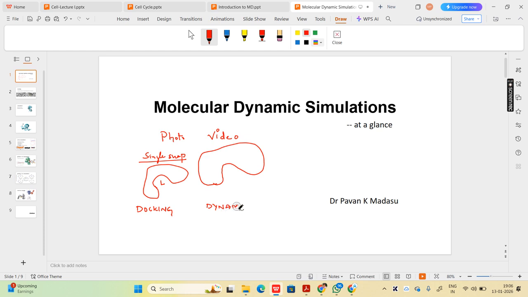So what happens here? We have a protein, and suppose here we have the ligand. This ligand slowly moves to the active site cavity, and finally it fills the active site cavity. Now we end here. We get only the set of interactions between the ligand and the protein.